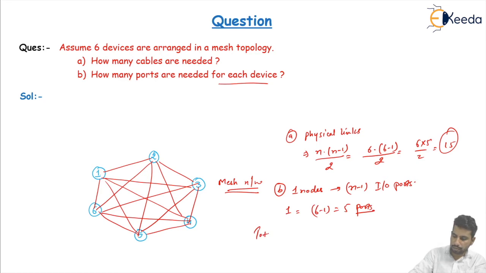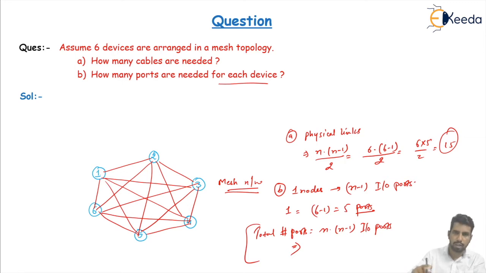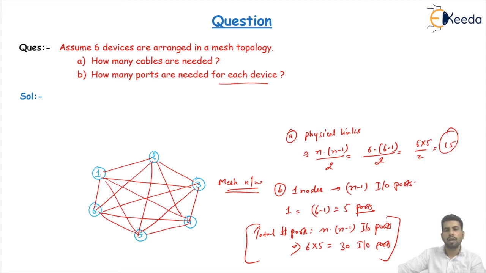And if asked about the total number of ports in the network, then we will go for n into n minus 1 input output ports. If you are asked for the total number in any other question, please remember the formula. Now 6 into 5 means we require 30 input output ports in total to make this network. So we see 15 physical links and 30 input output ports are required, which means this is an expensive mesh network.